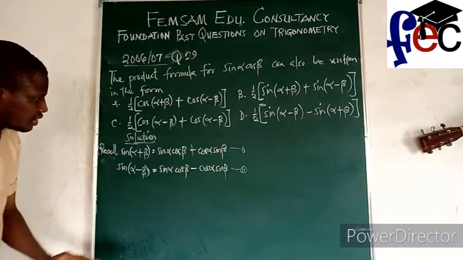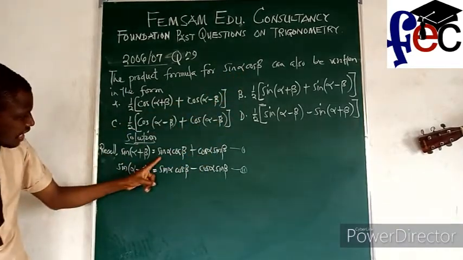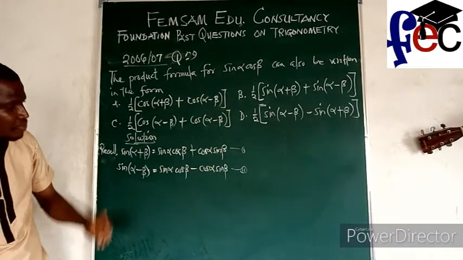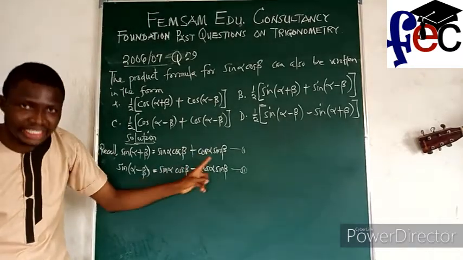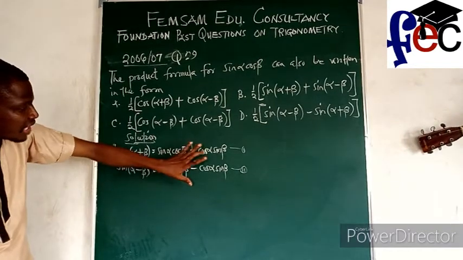Check something. This is starting with sine alpha cos beta. See, sine alpha cos beta here, sine alpha cos beta. But this is cos alpha sine beta. They are not the same thing. Okay? So my duty is to look for a way to terminate this.